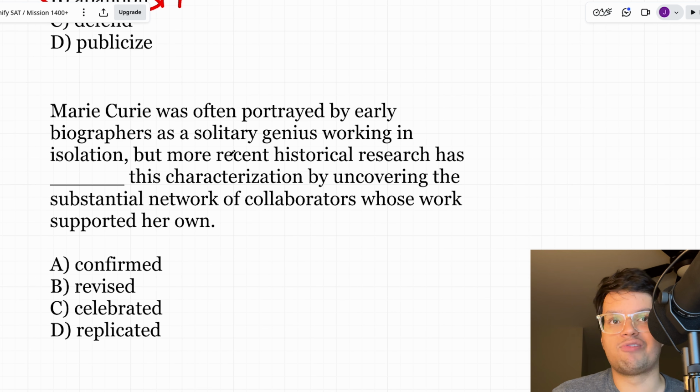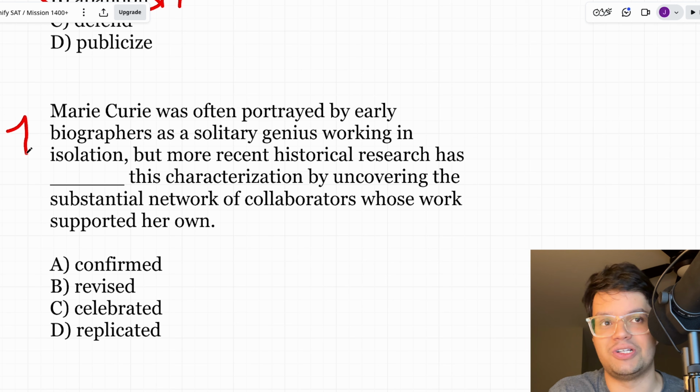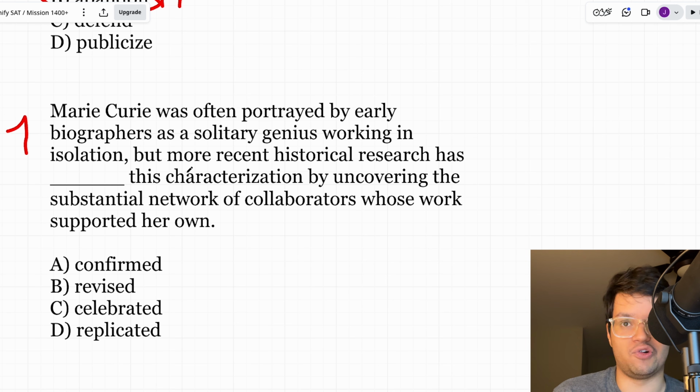Marie Curie was often portrayed by early biographers as a solitary genius working in isolation, but more recent historical research has blank this characterization by uncovering the substantial network of collaborators whose work supported her own. So Marie Curie, they used to think that she was just an introvert, solitary person just working on her own, grinding in the dark, I guess you could say. But then they actually discovered that she had a bunch of collaborators that really helped her out, really made her work better. So she was more like actually working with other people.